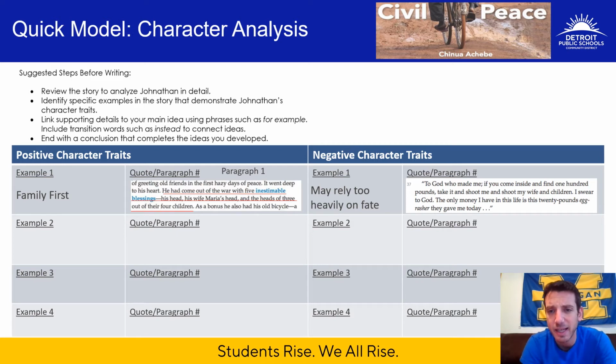And he is very convincing that he doesn't have more than the 100. He definitely doesn't have 100 pounds. He doesn't have more than the 20 pounds egg rasher. And so he speaks a little bit freely and says, you can shoot me and my wife and my children if you come inside and find more than the 20 pounds egg rasher.